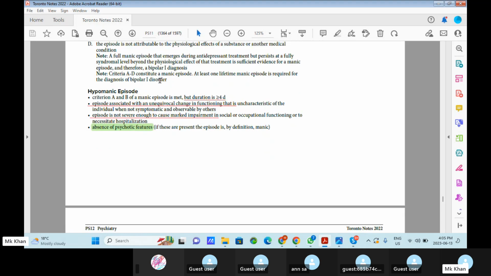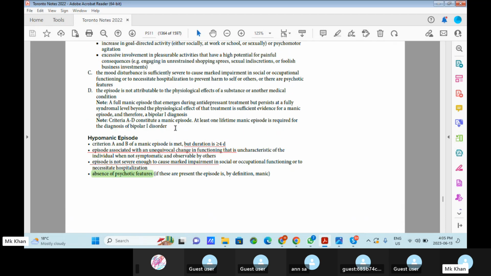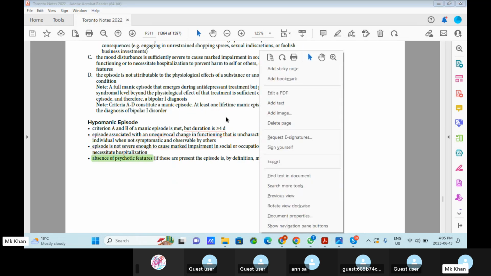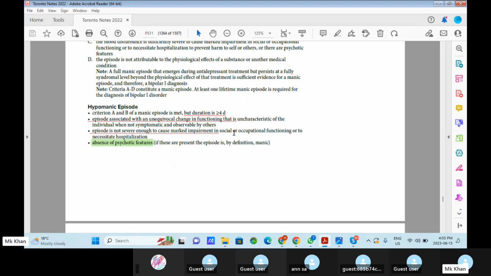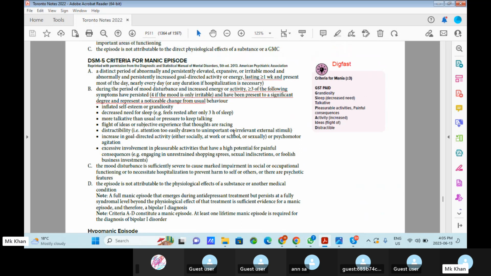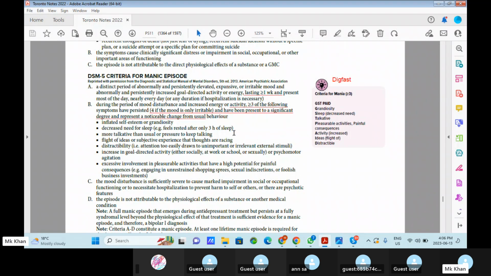Criteria A to D constitute a manic episode. At least one lifetime manic episode is required for the diagnosis of bipolar 1 disorder. Because in bipolar 1 the main criterion is the manic episode, that's why they are saying at least one lifetime manic episode. So this was the criteria for mania.